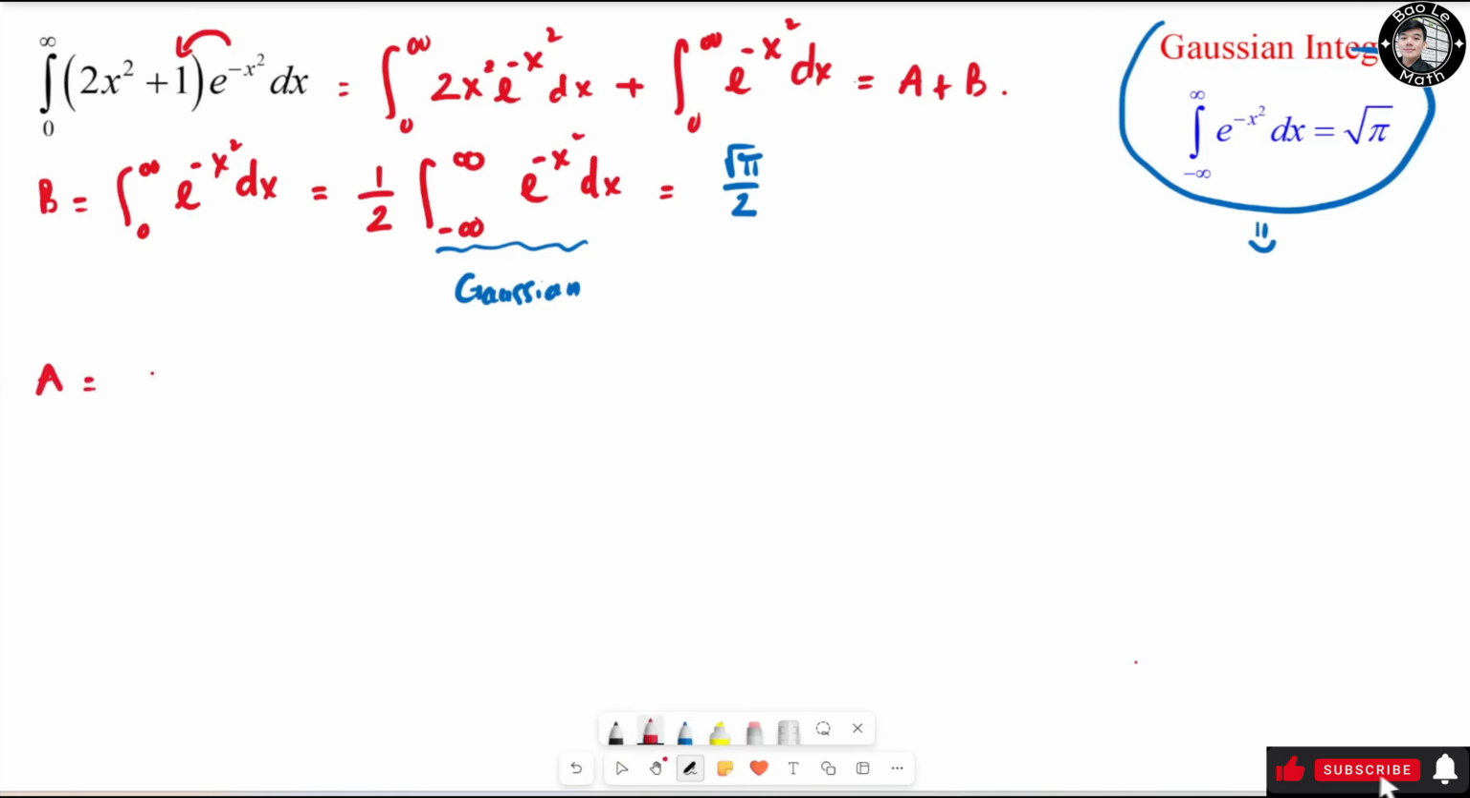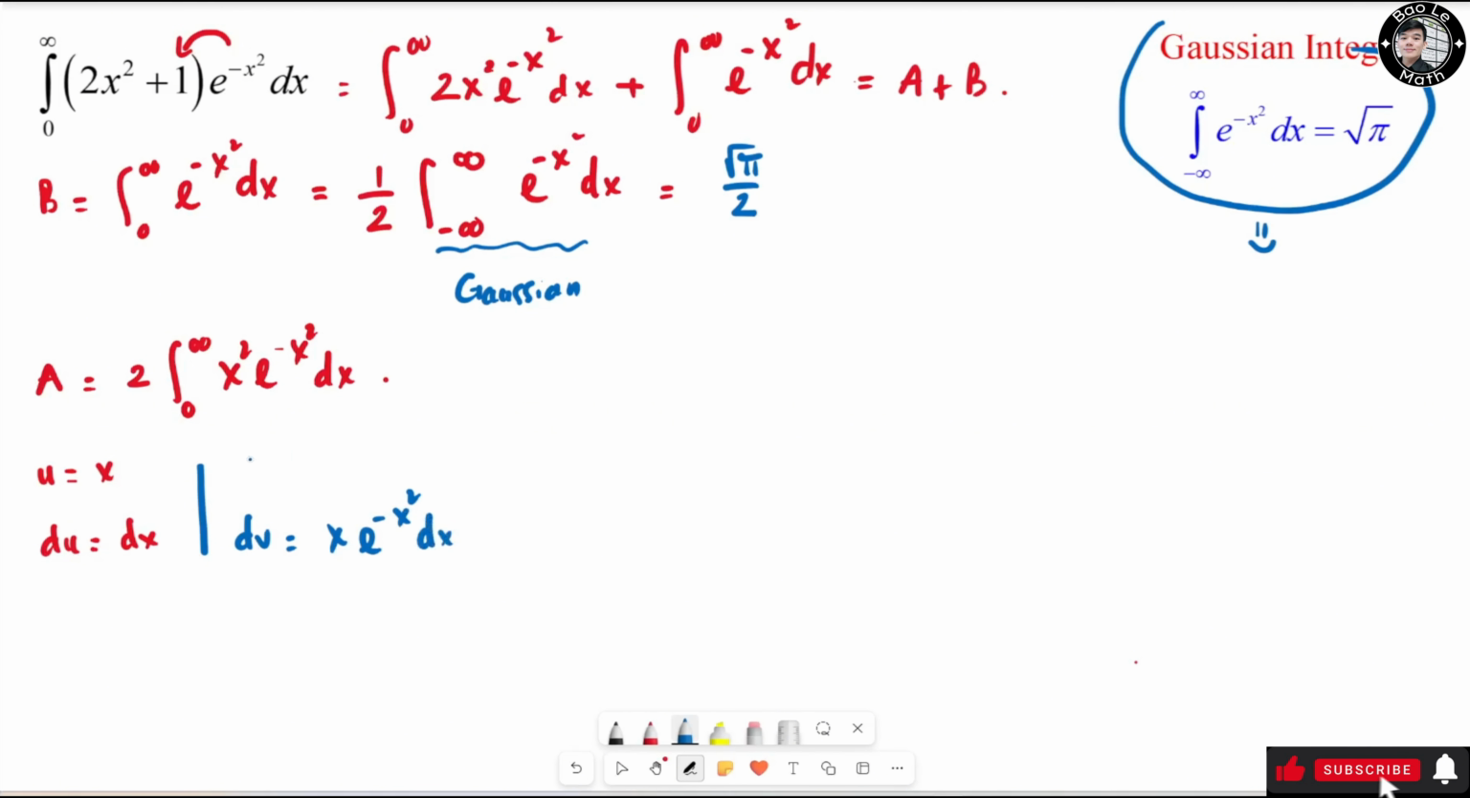A is 2 times the integral from 0 to infinity of s squared e to the negative s squared ds. We're going to use integration by parts. We're going to let u be s, then du is ds. Let dv be s e to the negative s squared ds, then v is negative e to the negative s squared over 2.